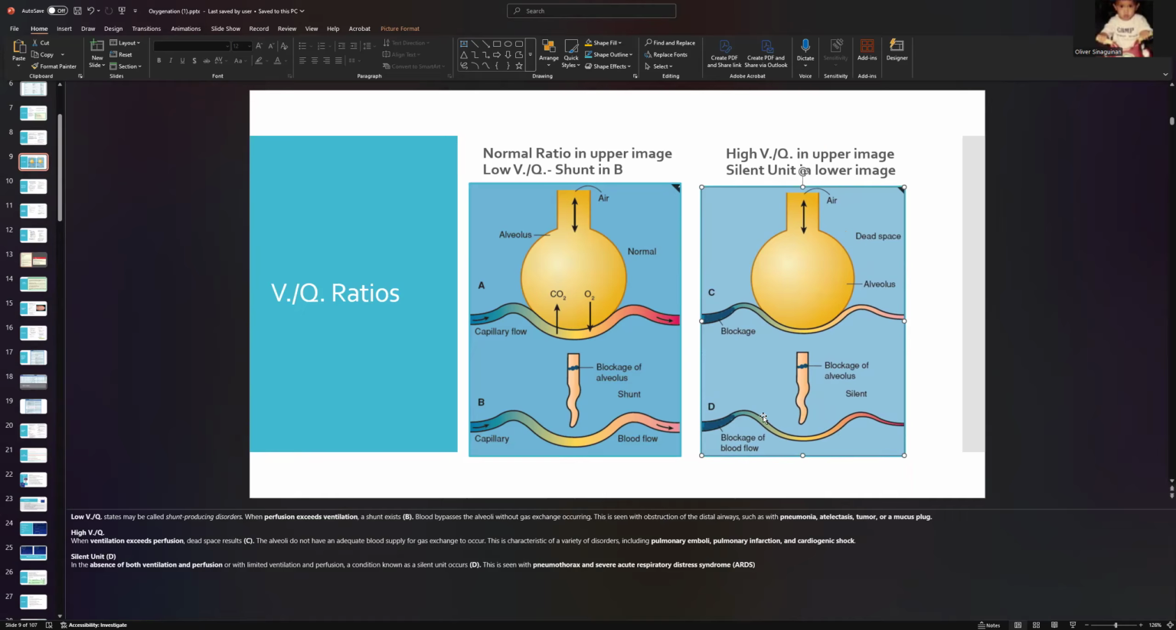And then dead space shunt unit is just a combination of both. All right. So if that still doesn't make sense, for D, it happens in pneumothorax or acute respiratory distress syndrome, where you have something that blocks the blood flow or blocks the shunt. I hope that makes sense.